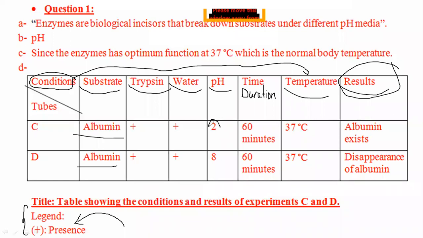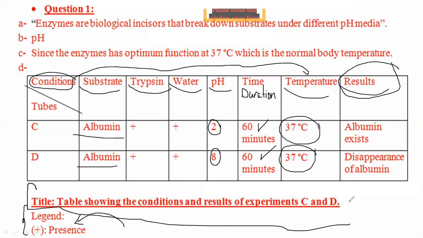pH is 2 in tube C and 8 in tube D. Duration is 60 minutes in both of them. Temperature is 37. Results: albumin remains the same in tube C, and there is disappearance of albumin in tube D. For the table, I also have the title: table showing the conditions and the results of the experiment in tubes C and D.